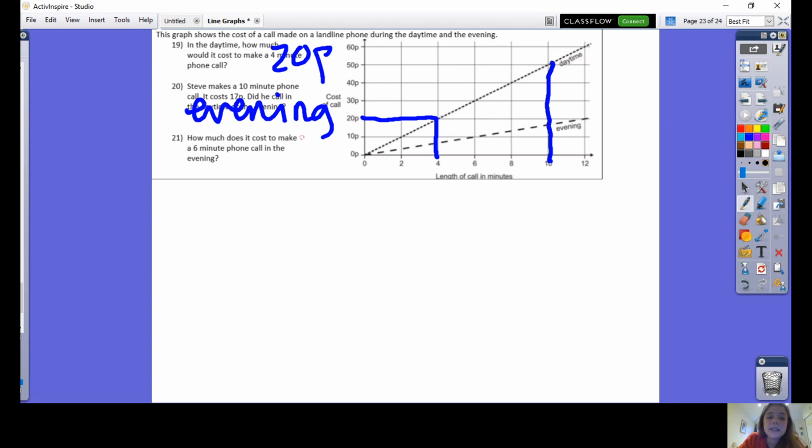How much does it cost to make a 6-minute phone call in the evening? So I know my time is 6 minutes and I'm looking at the evening one. I'll go up to 6 minutes and then across, that's 10p. These ones weren't necessarily harder. I just thought some of you might not want to do quite so many questions.